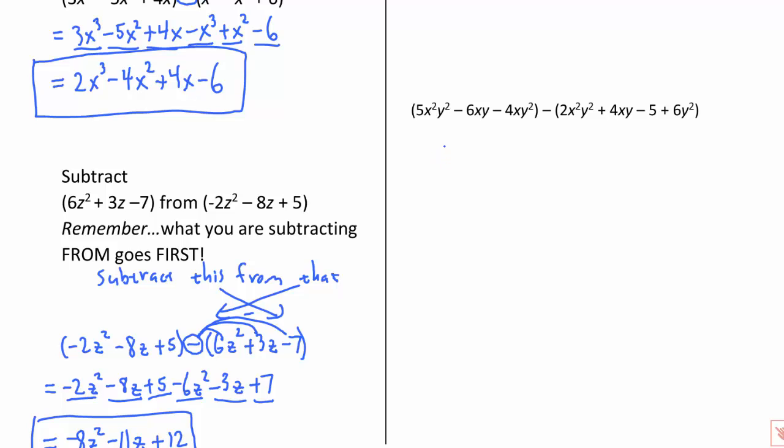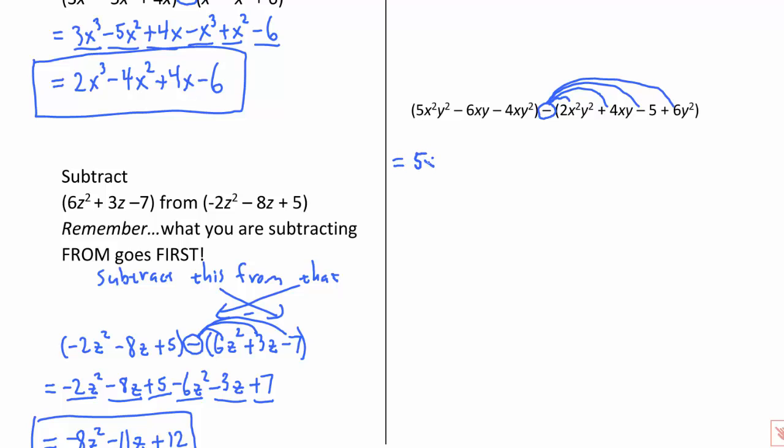Now we're going to do 5x squared y squared minus 6xy minus 4xy squared, minus 2x squared y squared plus 4xy minus 5 plus 6y squared. What's the operation between these? Subtraction. So what that means is that every term in the second set of parentheses here must change its sign. Okay, and then we're going to drop the parentheses.